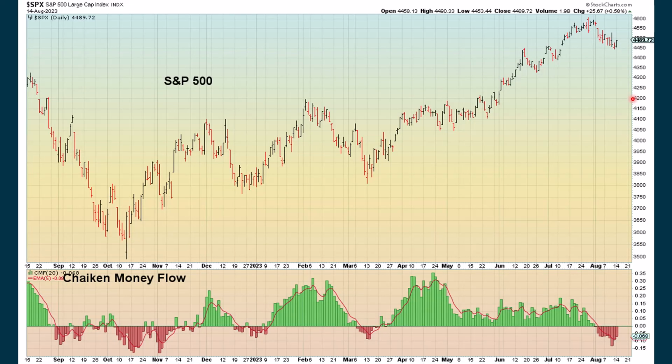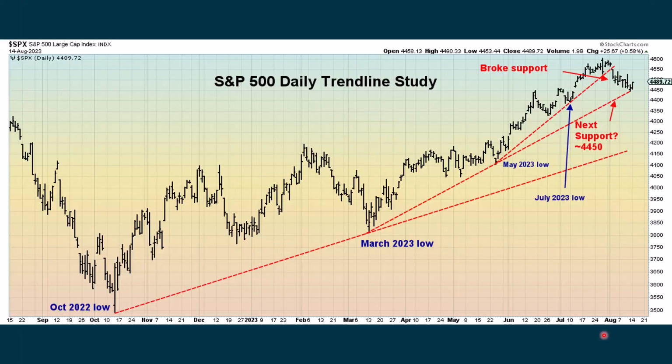Keeping an eye on the Chaikin money flow. This tries to measure the smart money. Even though it's negative, it is showing some improvement where we had been seeing a steady decline. Also, keeping an eye on our trend line study, we're below the shorter term trend line, but we're still above the intermediate term trend line. This is lining up kind of with the 50-period moving average and providing support.